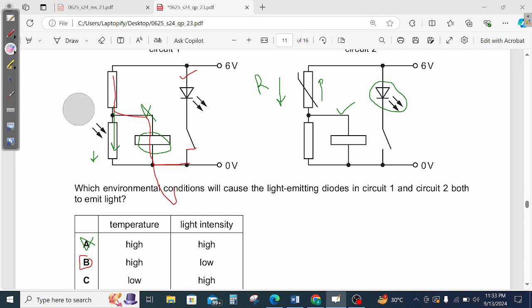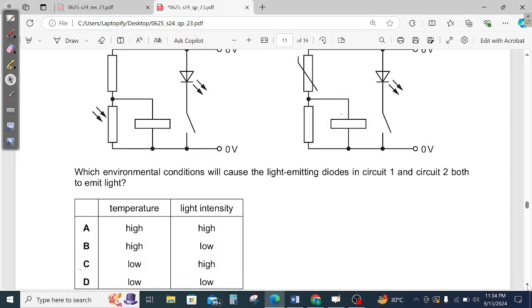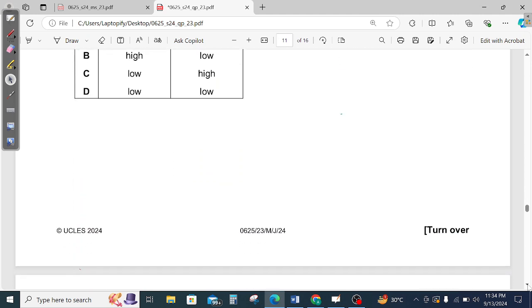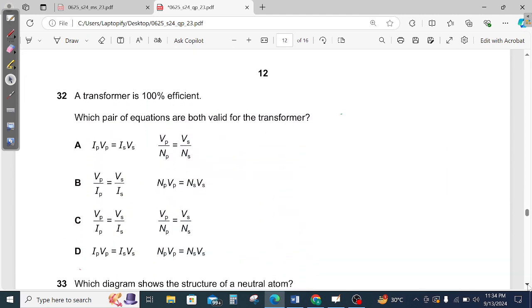Okay, so these are the key points that I have given to you: how an LDR works, how a thermistor works, and how both will work in the circuit. Now question number 32. A transformer is 100% efficient. Which pair of equations are both valid for the transformer?